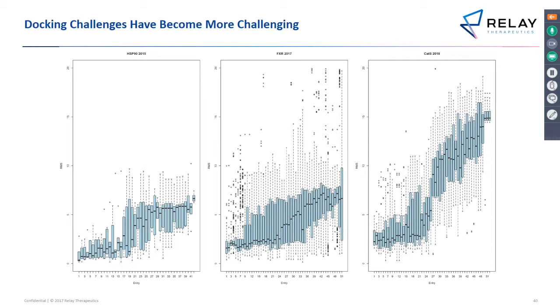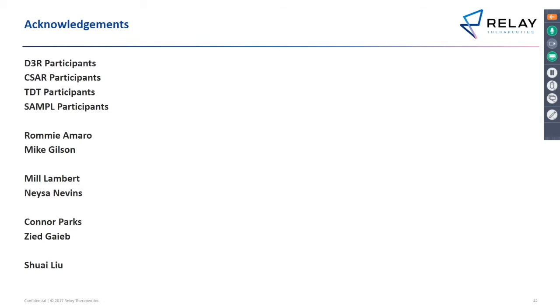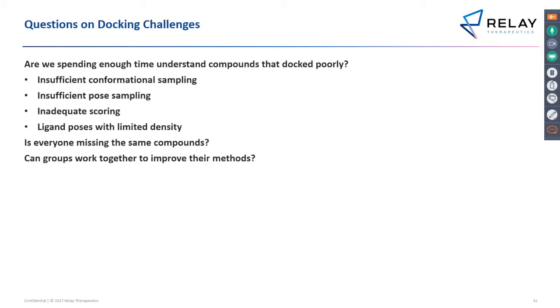You can see that people did a lot better on the first one. With HSP90, the molecules were much less flexible. It was much easier. So, it's gotten harder, but I feel like we need to go back and answer some fundamental questions here. And I haven't really seen a lot of this showing up in the literature.